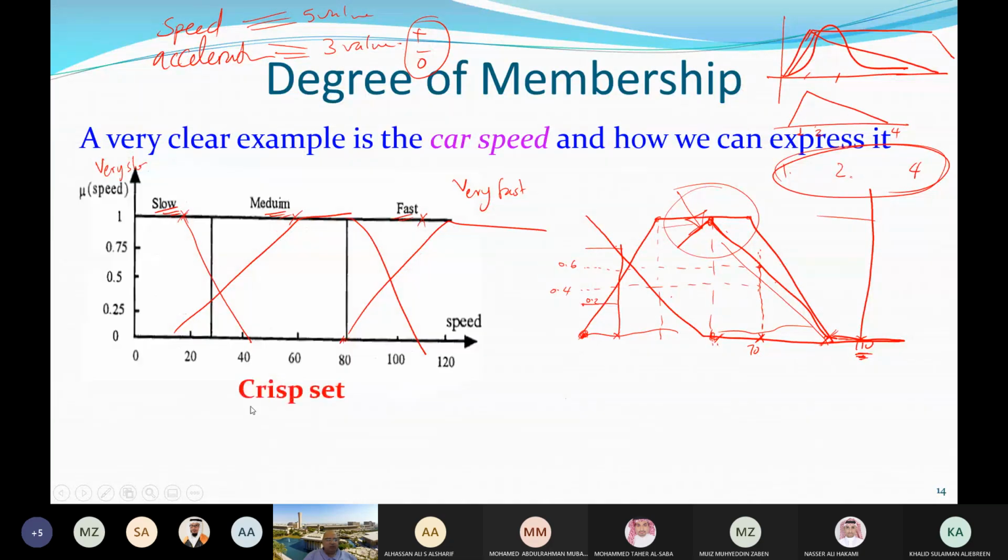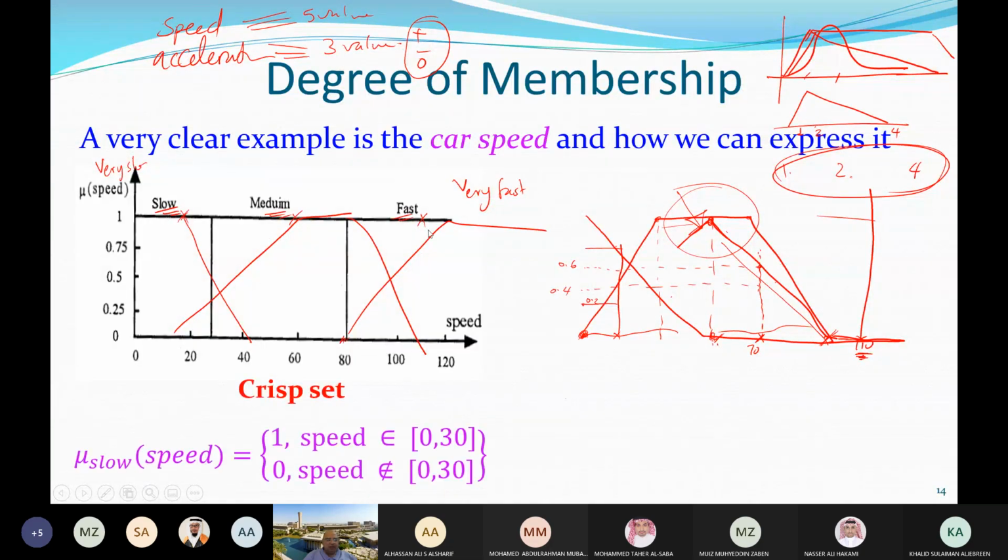So car speed, you can have slow, medium, and fast. And as we mentioned earlier, where is the pen? Here it is. So this car speed, we call it a linguistic variable. Slow, medium, fast are linguistic values.